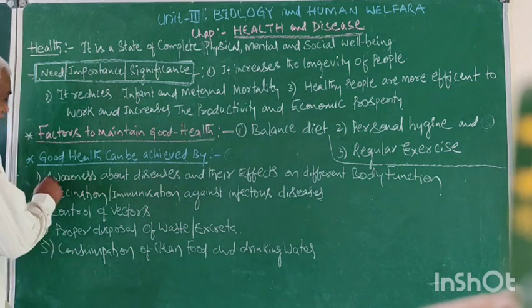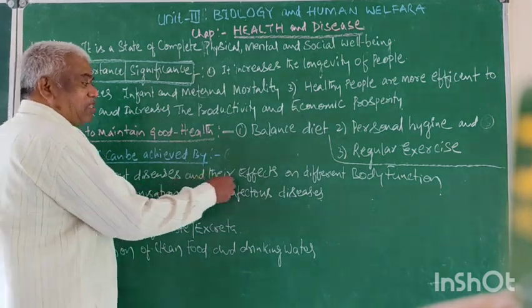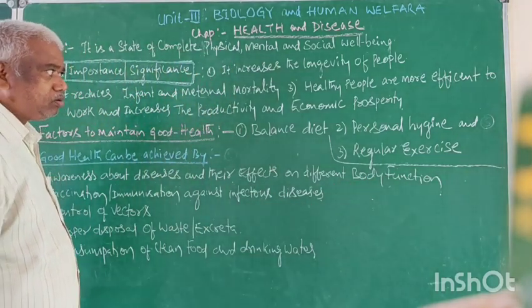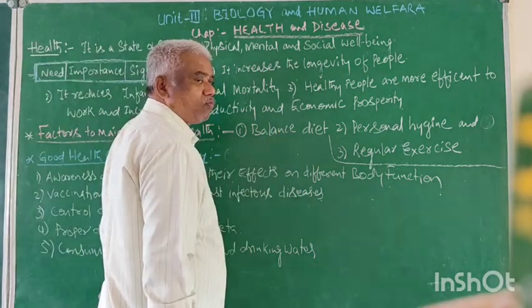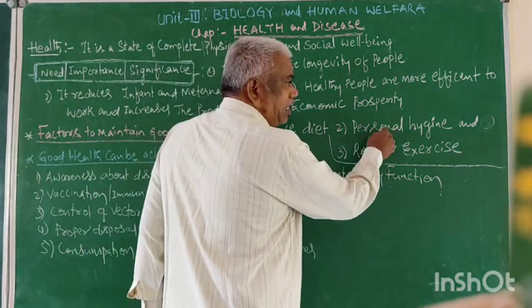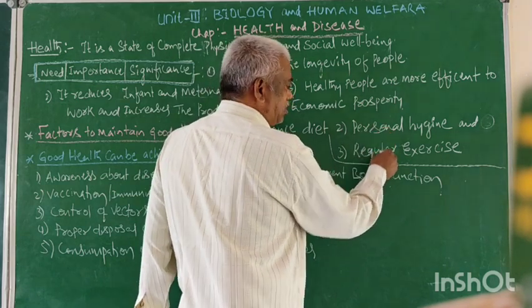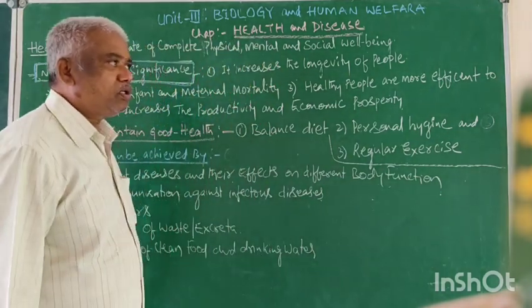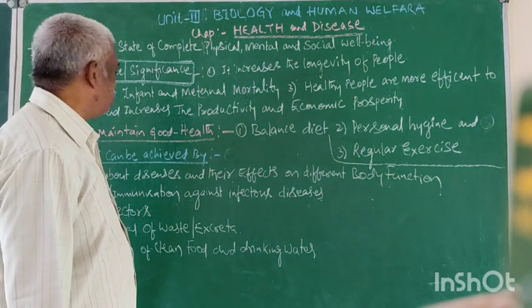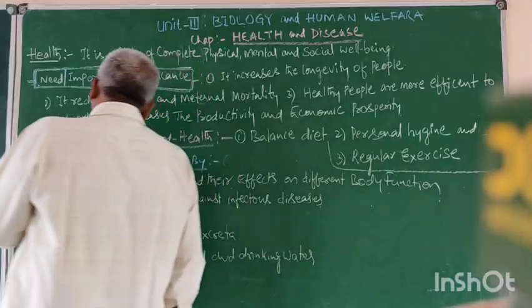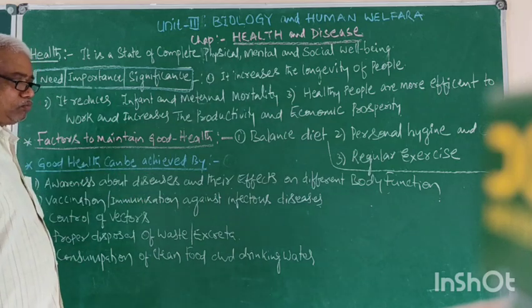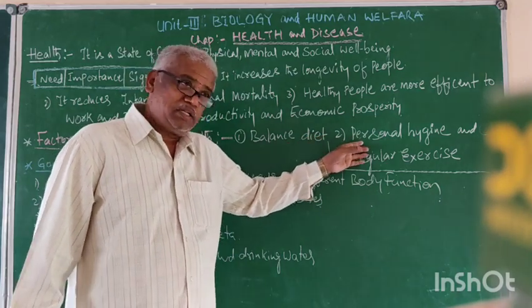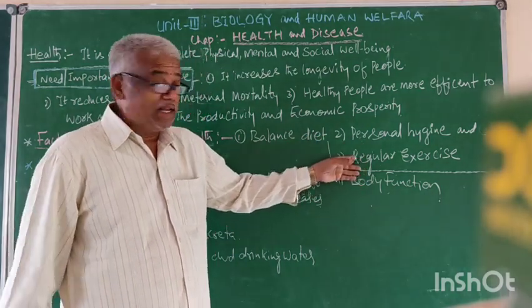Good health is also achieved by awareness about the diseases and their effects on the different body functions. You are taking a balanced diet. You are cleaning your body. You are maintaining personal hygiene and wellness. These are the three factors you are following. That means you are maintaining good health, by taking a balanced diet, maintaining personal hygiene and doing regular exercise.